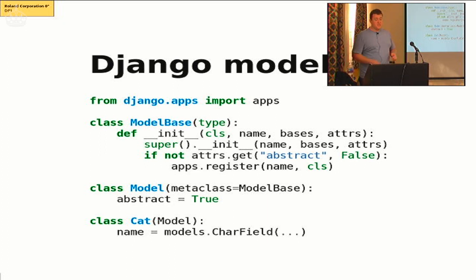And this pattern works really well for Django because it needs to have a global registry of every model that's been defined so that it can create foreign keys and things like that. And it makes it really easy for the user to work with the model. As you can see at the bottom, when you're defining a model, you just subclass the model and it automatically gets registered.